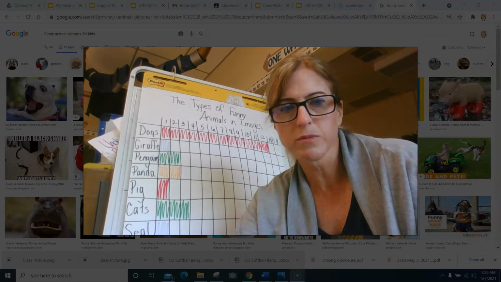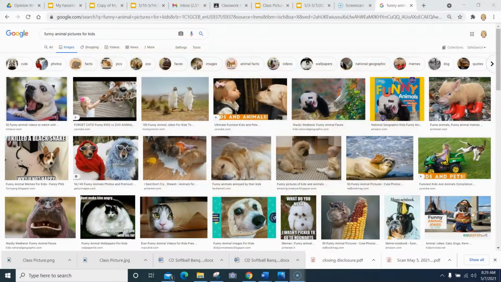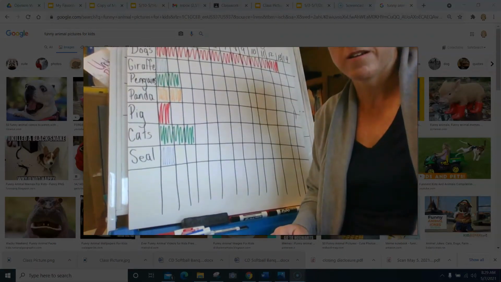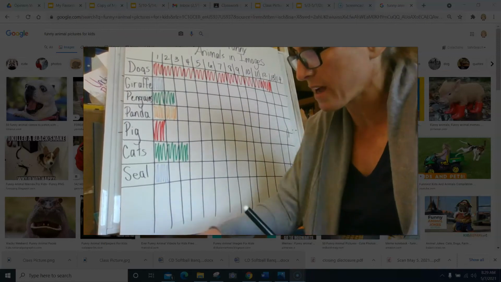Then, of course, we can't forget the next one is going to be our hippopotamus. So we have a hippopotamus, an owl, and a squirrel. I'm going to put all of those on my chart. Ooh, we ran out of room. I better add to it.